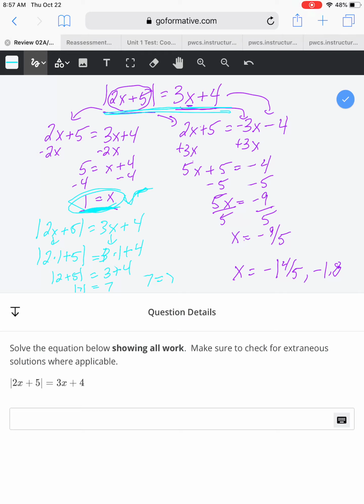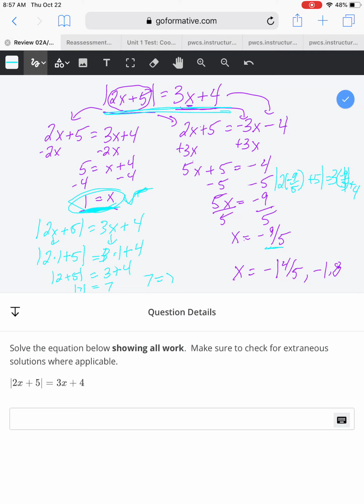With the second one, if you don't like to deal with fractions, because if I actually had to substitute this in, I'm just going to put the fraction in, but it doesn't really matter what you put in. It's going to be the absolute value of 2 times negative 9/5 plus 5, absolute value, is equal to 3 times negative 9/5 plus 4.